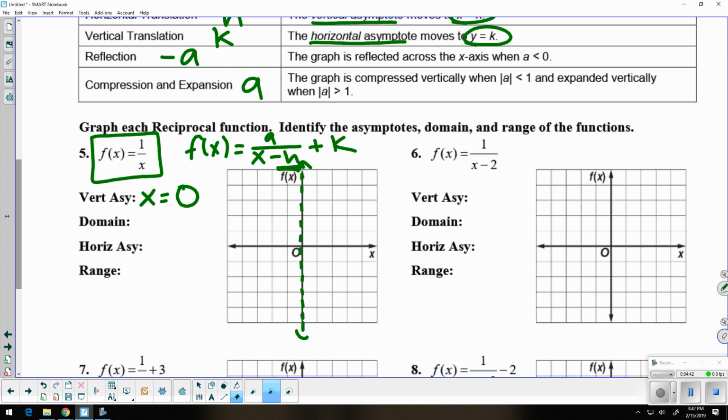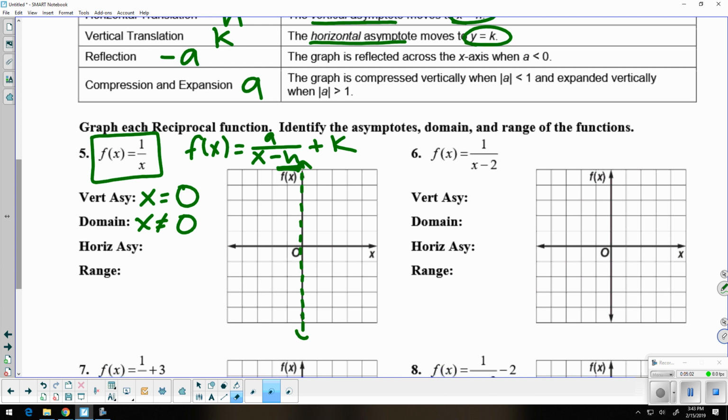As far as our domain goes, our domain is restricted to certain values. We can't plug in certain numbers for x. So for example, where is it restricted at? Well, the only restriction is that x cannot be 0. So technically my domain is all real numbers, it's just that x cannot be 0. I can plug in any number I want to for x in this problem, I just can't plug in 0.